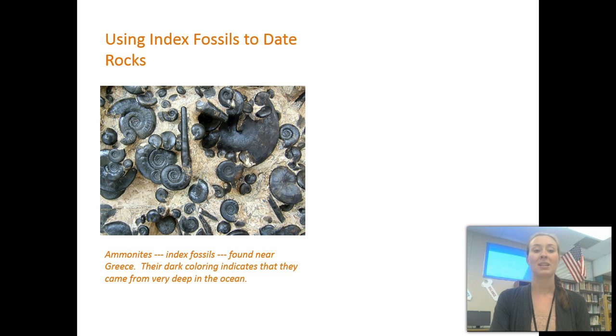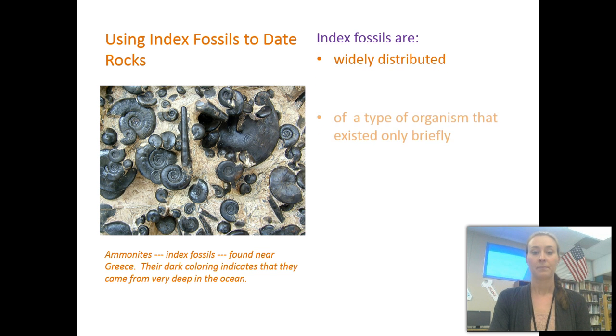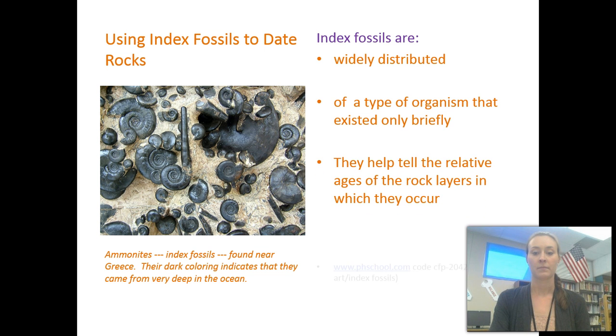We also use index fossils to date rocks. Index fossils are widely distributed, meaning you can find them in a lot of different places. They are a type of organism that only existed briefly, and in a geologic sense, a couple million years is considered brief. They help tell the relative age of the rock layers in which they occur.